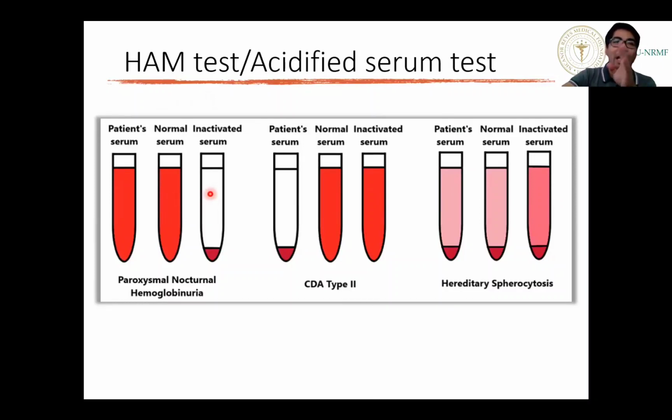So check kung saan nangyari yung hemolysis. So patient serum, normal serum, and inactivated serum. Now, if the result is like this, positive hemolysis on patient serum, positive hemolysis on normal serum, but there is no hemolysis in inactivated serum after incubation, then this is paroxysmal nocturnal hemoglobinuria.